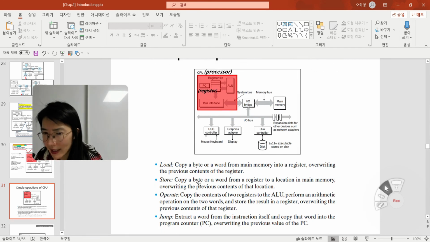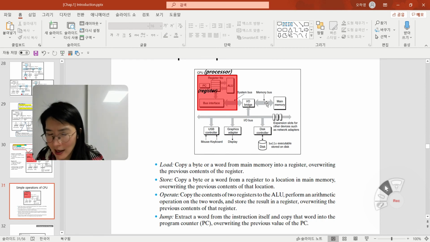So what is load? The CPU can copy a byte or word from main memory into a register, overriding the previous contents of the register. Store is the copy of a byte or word from a register to a location in main memory, overriding the previous contents of that location. Okay, so load and store are different concepts.